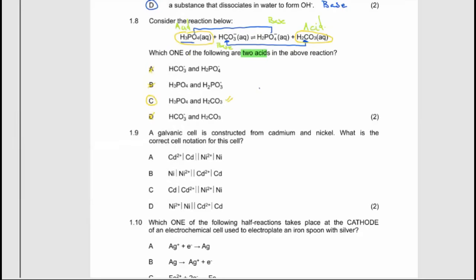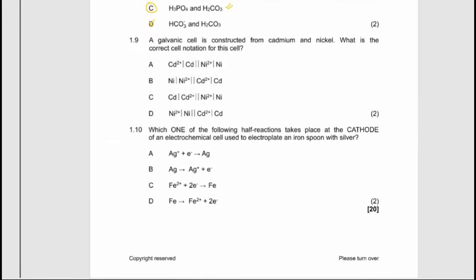Then to proceed to the next question, it reads: a galvanic cell is constructed from cadmium and nickel, what is the correct notation for this cell? According to this, we are supposed to start with the anode, followed by the cathode. So it's supposed to be the anode, and at the end we're also supposed to have the cathode.